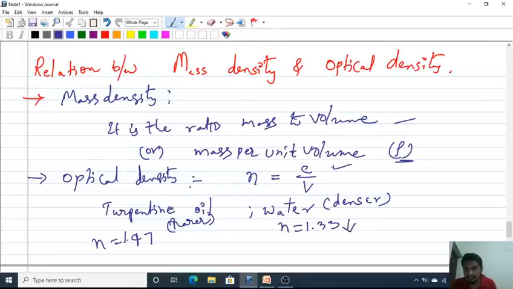So the mass density of water is more, but it is optically a rarer medium. The mass density of turpentine is low, but it is optically a denser medium compared to water. Why? Because it has a higher value of refractive index. Okay, so this is about the refraction of light, and in the next class we will discuss the natural consequences of refraction. Okay.